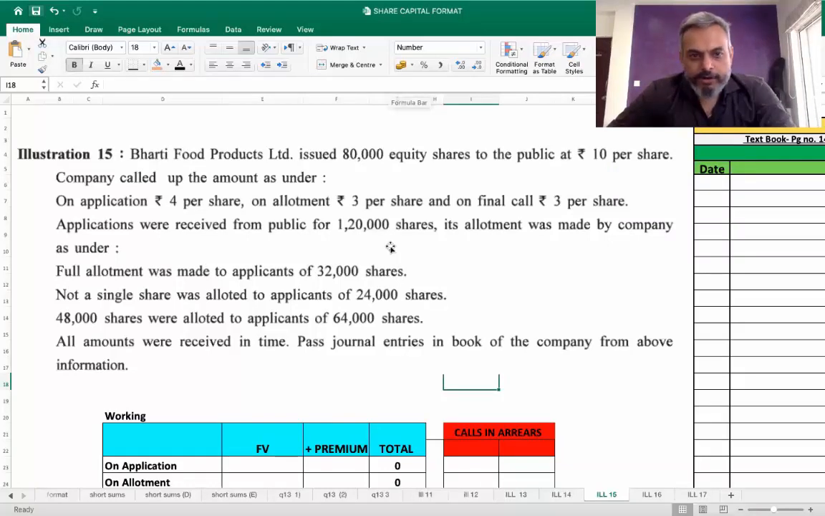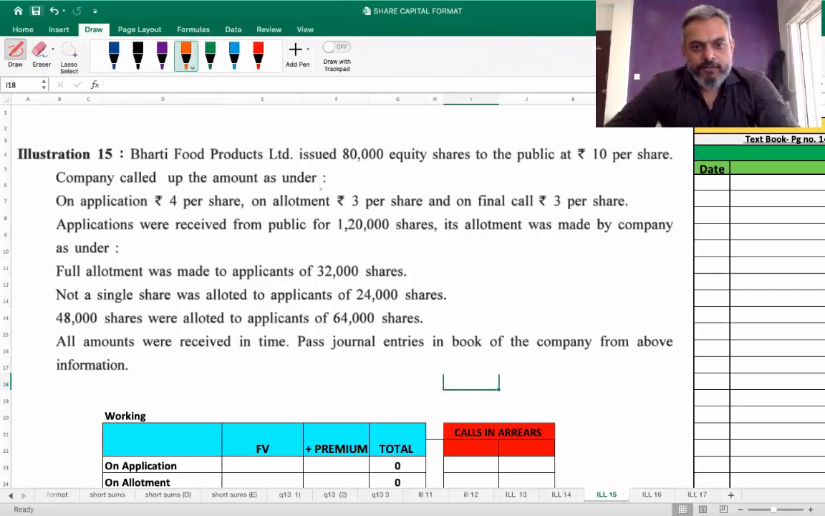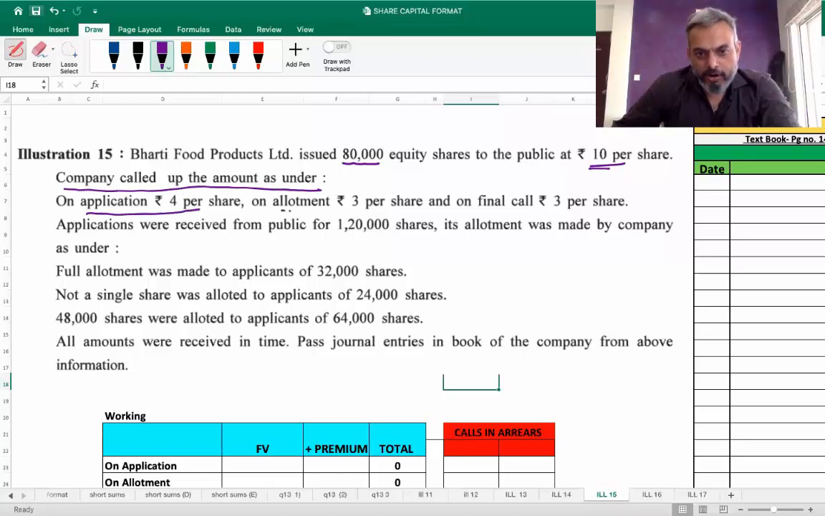Okay, now we are going to do illustration 15 to understand the concept of pro rata allotment. It's a very simple concept, so go logical, no need to guess. Illustration 15: Bharti Food Products Limited issued 80,000 equity shares to the public at rupees 10 per share. The company called up the amount as under: application rupees 4, allotment rupees 3, first call rupees 3.